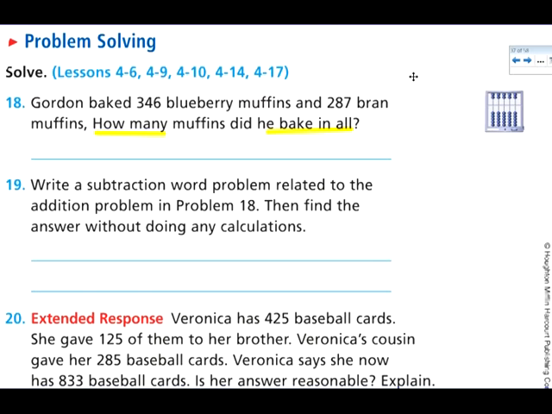One more thing I wanted to check with you is the wording. If Gordon bakes 346 blueberry muffins and 287 bran muffins, how many muffins did he bake in all? Which operation am I going to use? It says right there in the yellow. How many in all? What's another term for that? Adding. So this part you're going to have to add. That gives us a review of how story problems are going to be worded, and make sure that as you go through this that you read each question thoroughly.